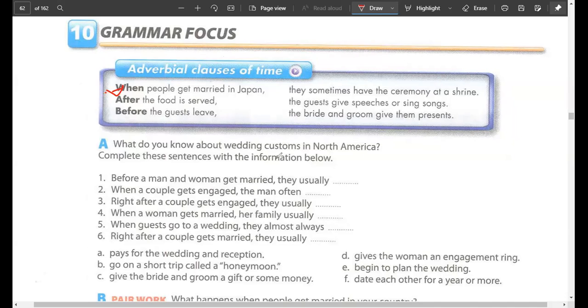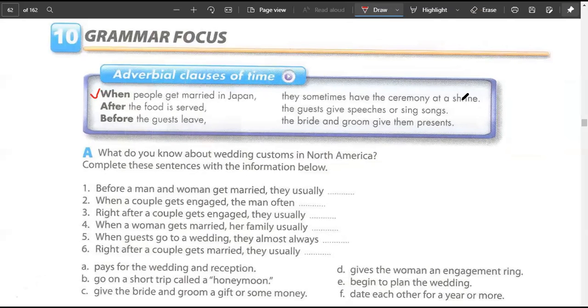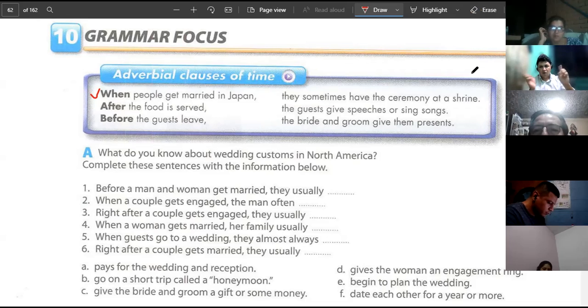Nice. So what I'm saying over here, my friends, is that we use when already, okay? Let me erase this because this is not good, right? Good, sorry about that. Now we have this example using when. When people get married in Japan, what happens? They sometimes have the ceremony at a shrine. La tienen en una ermita, en un templo, you know, at a sacred place. You can say that. Or you can also say Japanese sometimes have the ceremony at a shrine when they get married. All right? O sea, pueden escribir en ese orden o de la otra forma, the other way around. So it doesn't really matter over there.